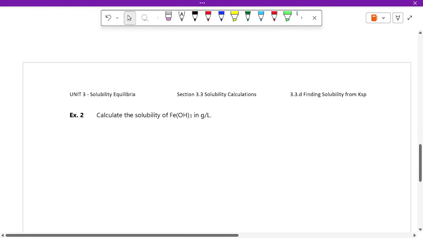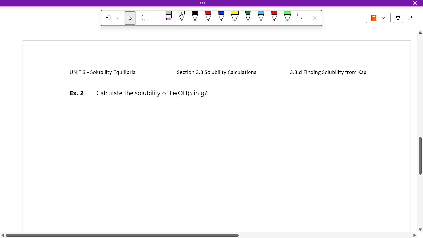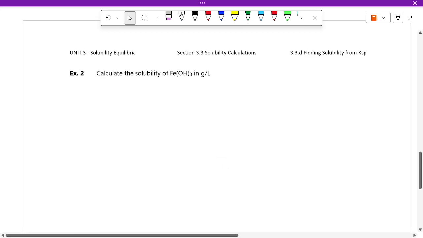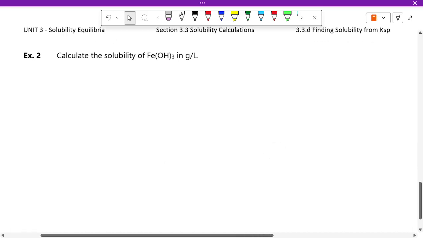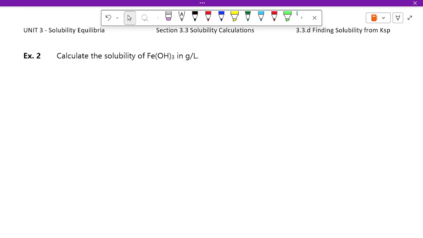All right. Calculate the solubility of FeOH3 in grams per liter. Off you go. Give that a try. So this is no longer molar solubility, but solubility can be any quantity per volume.